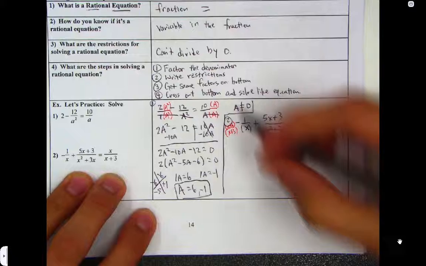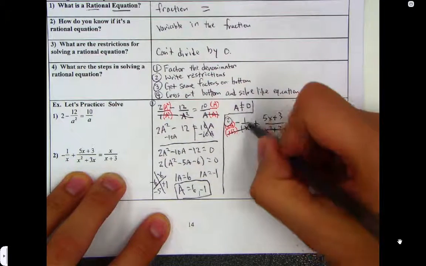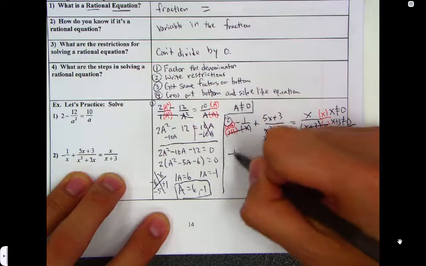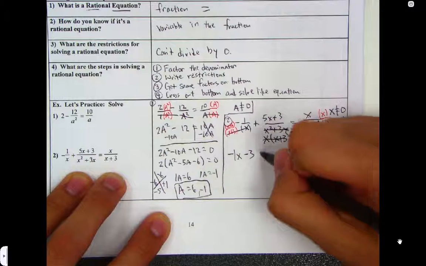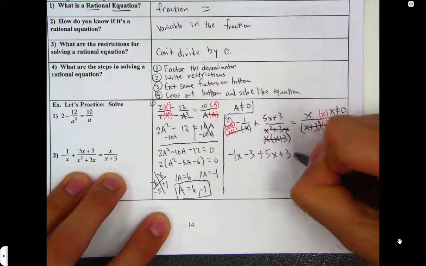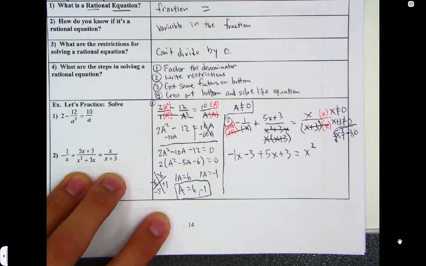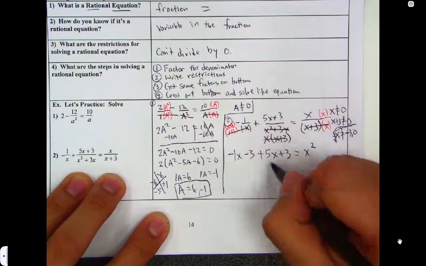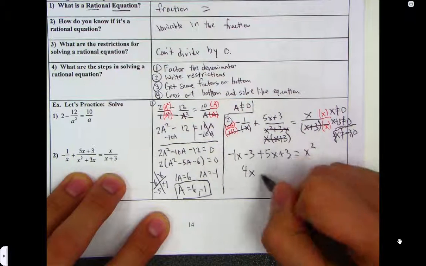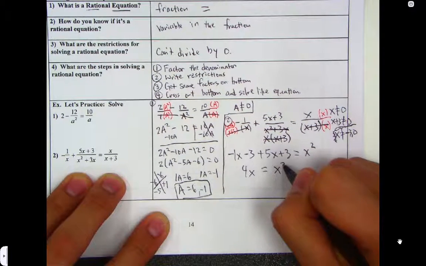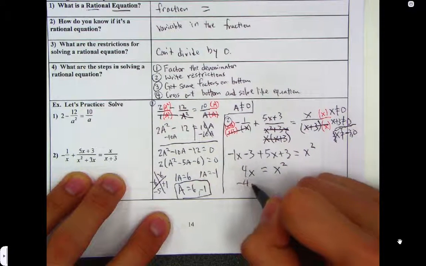Okay, step 4, cross out the bottom because this is an equation. And solve. Negative 1 times x is negative 1x. Negative 1 times 3 is negative 3. Plus 5x plus 3 equals x times x is x squared. Alright, combine like terms. That would be negative 1x and 5x is 4x. Negative 3 and positive 3 is 0. Get one side equal to 0, so I'm going to subtract 4x on both sides.